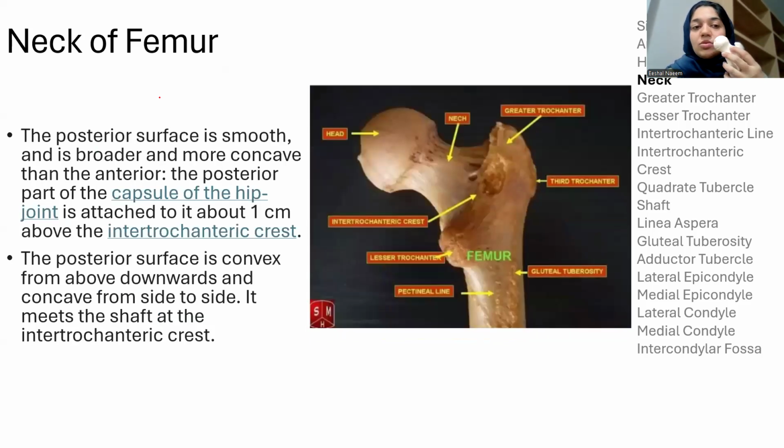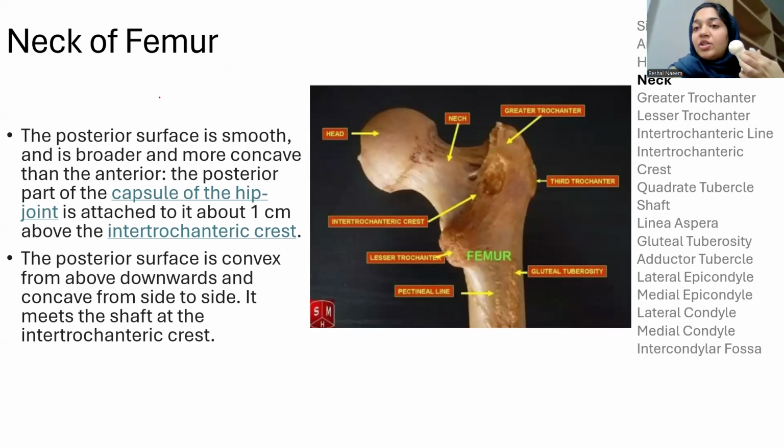The posterior surface is smooth and it is broader and more concave than the anterior surface. The posterior part of the capsule of the hip joint is attached 1 centimeter above the intertrochanteric crest. The posterior surface is convex from above downwards and concave from side to side. So basically the posterior surface, if you go from side to side, it's concave, right? It's a little convex if I go from up to down, but side to side, it's concave.